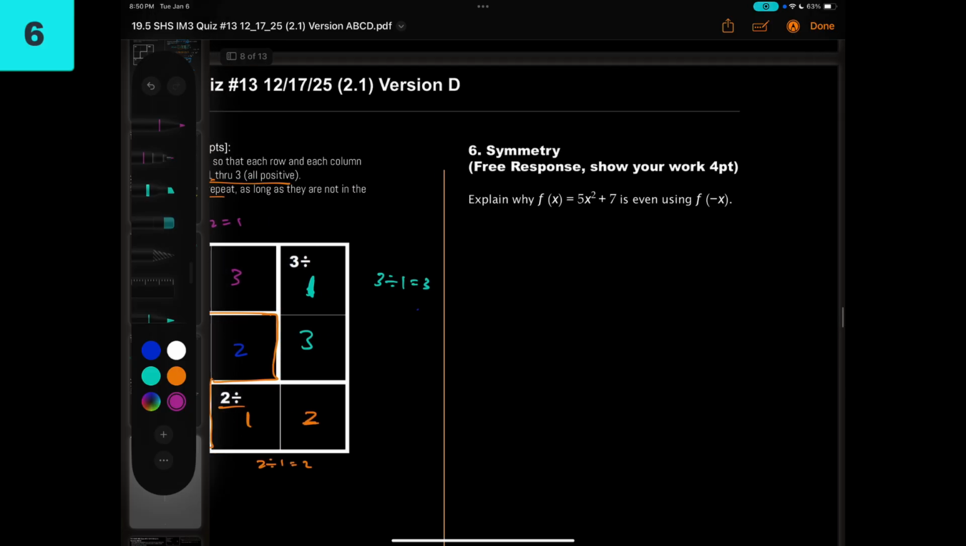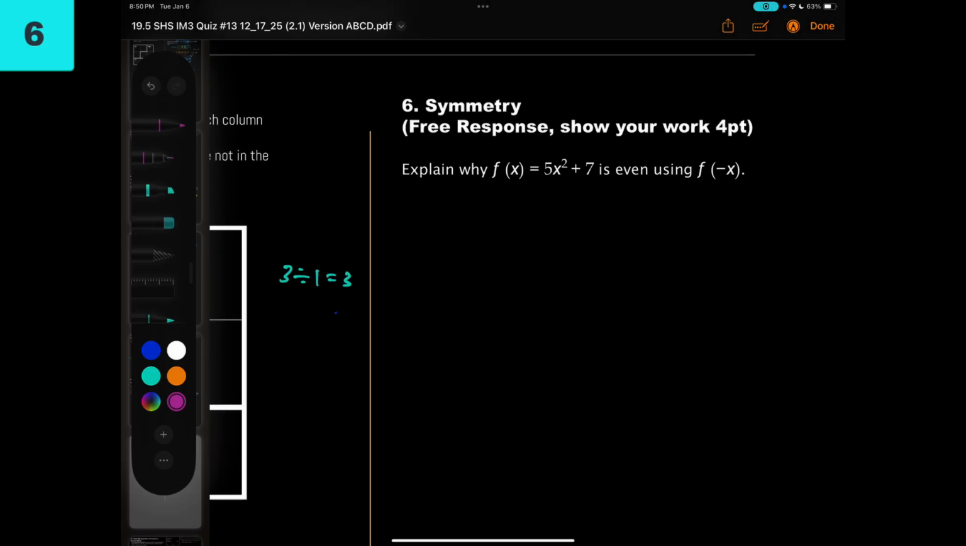Okay, number 6. Explain why f of x equals 5x squared plus 7 is even using f of negative x. So this is basically saying we want to test for its symmetry algebraically. And we wrote in class to substitute negative x for every x value. So that means this will become a negative x and this will become a negative x.